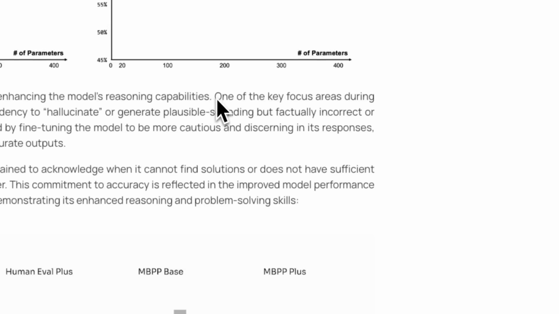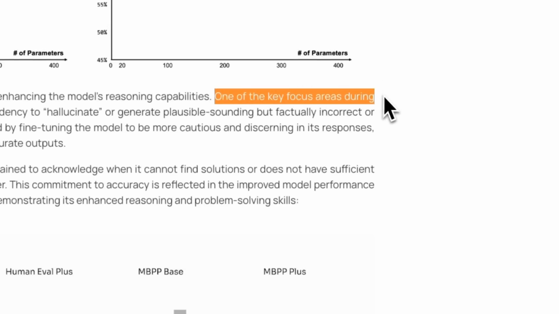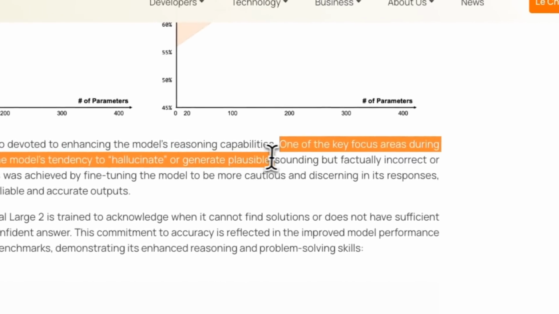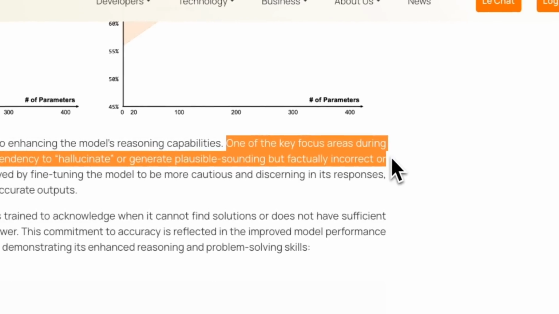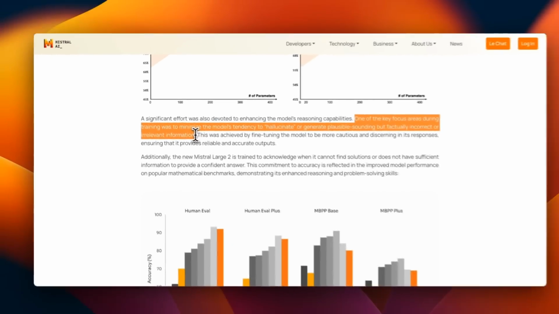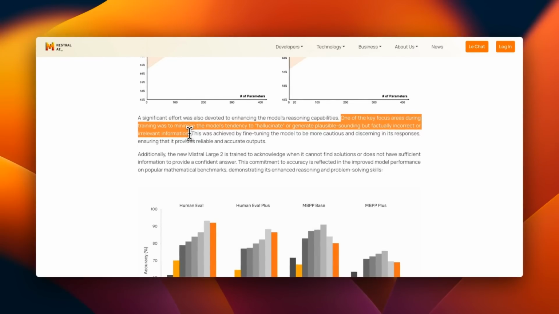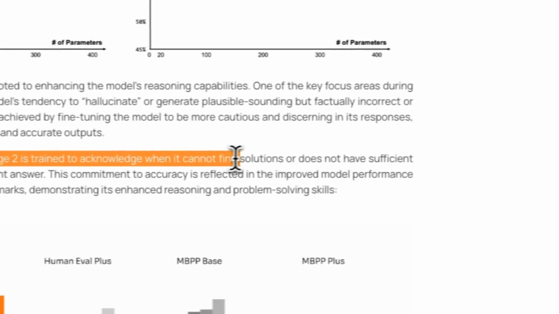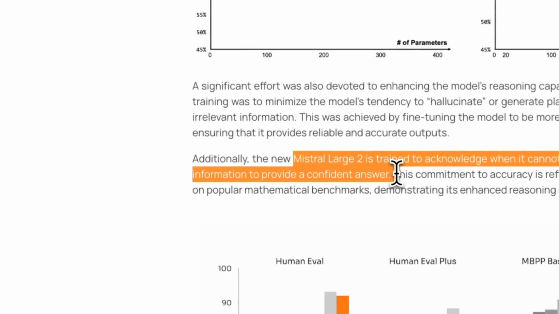Now, a couple of highlights from this release is that one of the key focus areas during training was to minimize the model's tendency to hallucinate, or generate plausible sounding but factually incorrect or irrelevant information. This has been one of the biggest issues with large language models, but it seems like they have paid very close attention to it and have gathered training data where the model hallucination has been reduced substantially. And that's why this new model is trained to acknowledge when it cannot find solutions or doesn't have sufficient information to provide a confident answer.